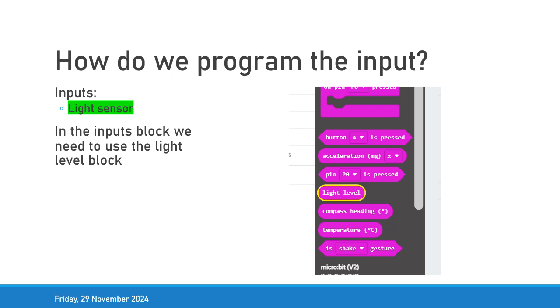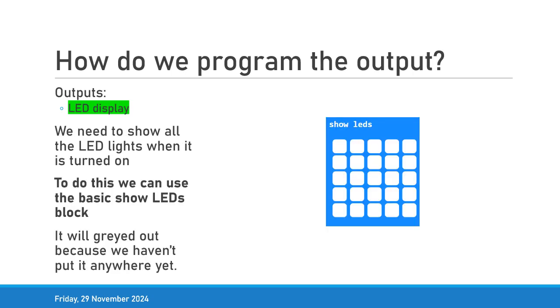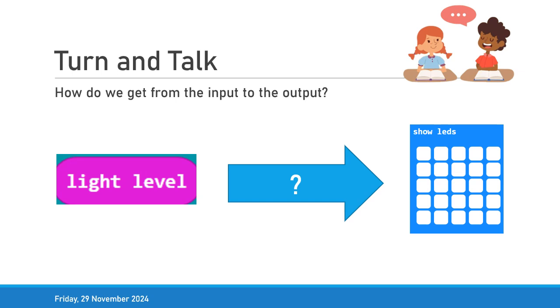So how do we actually program that input? Well, on MakeCode, which you're going to go on in just a moment, in the pink section is a whole bunch of inputs. There's buttons, there's accelerometers, there's temperatures, there's compass headings, but there's one there called light level as well. Then the output, well, that's just going to be show LEDs. We did that last week, and we even did it in the Do Now today. So it's all about getting those light bulbs to shine depending on our input.